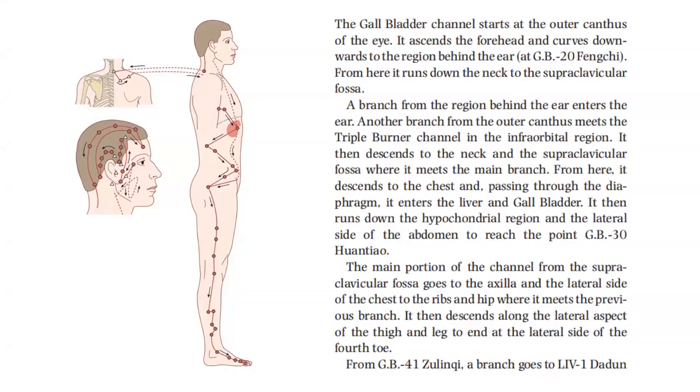From here, it descends to the chest, and passing through the diaphragm, it enters the liver and gallbladder. It then runs down to the hypochondrial region and the lateral side of the abdomen to reach the point of gallbladder 30. The main portion of the channel from the supraclavicular fossa goes to the axilla and the lateral side of the chest to the ribs and hip, where it meets the previous branch. It then descends along the lateral aspect of the thigh and leg to end at the lateral side of the fourth toe. From GB41, a branch goes to liver 1.